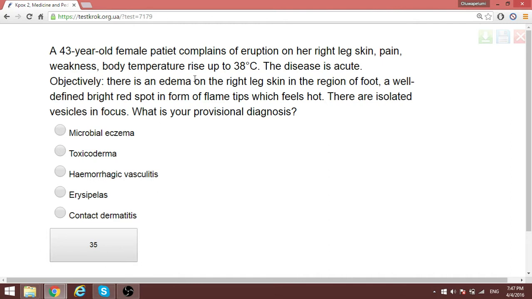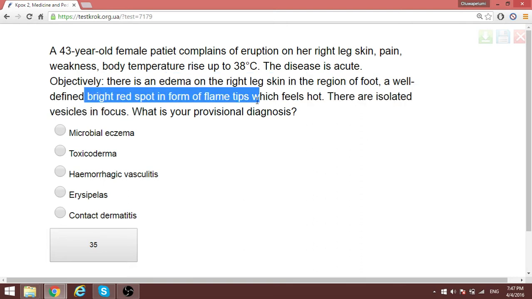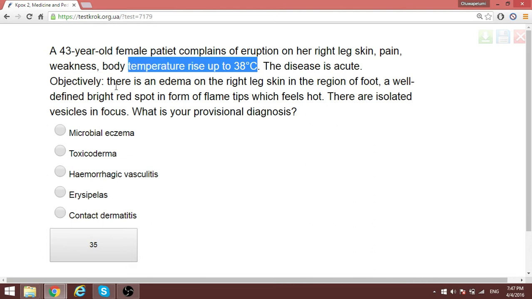When you hear that a patient is having edema on the right leg, and that particular spot is a bright red spot in the form of flames, with a hot sensation, which feels hot, this points your attention to one infectious disease, erysipelas. This is typical for erysipelas.